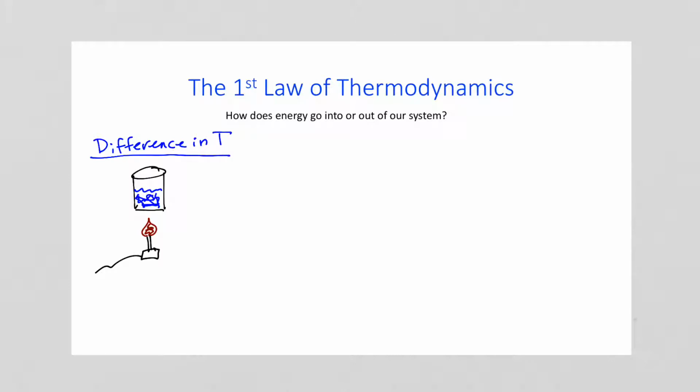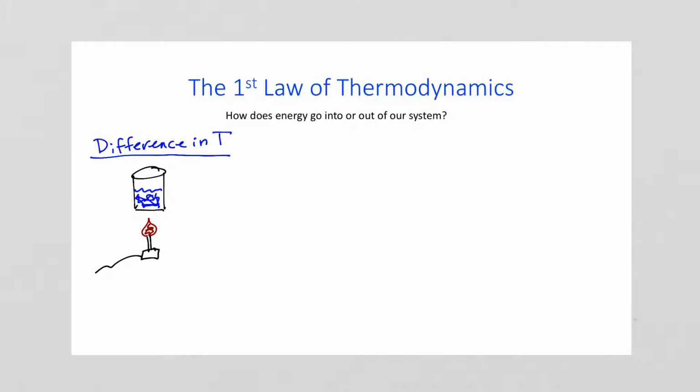So let's specify what we consider our system and what we consider our surroundings. Over here we have our beaker that we might have in a laboratory, and let's say that we're going to heat it over a Bunsen burner. So we've got our heat going up here into our beaker.